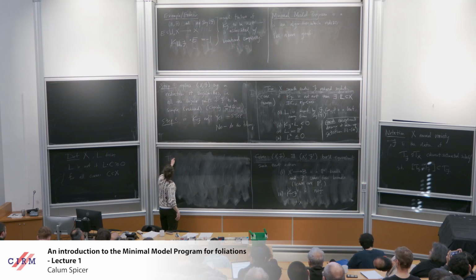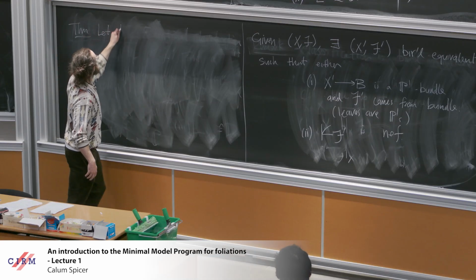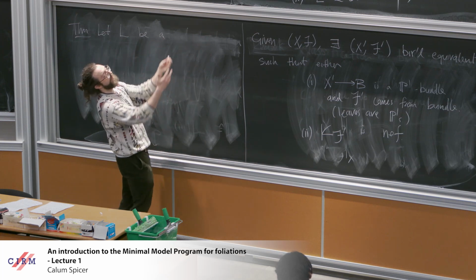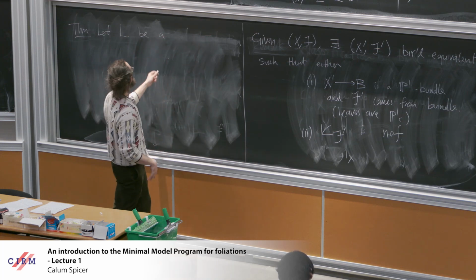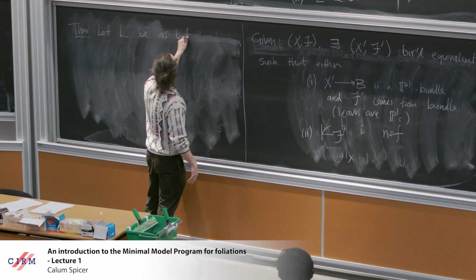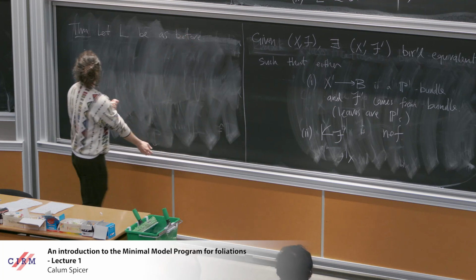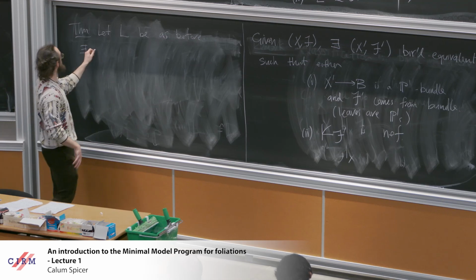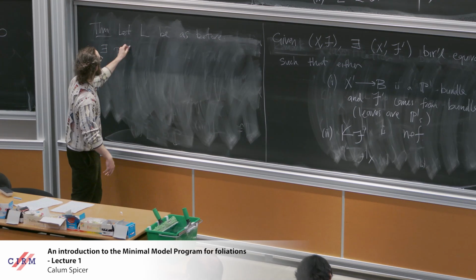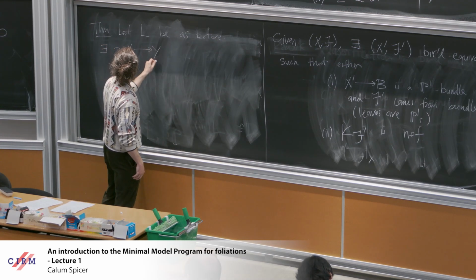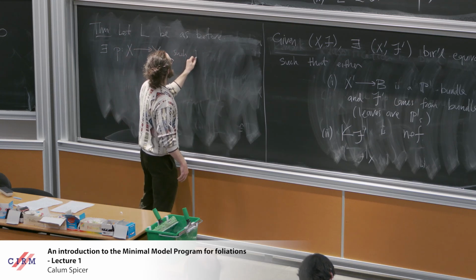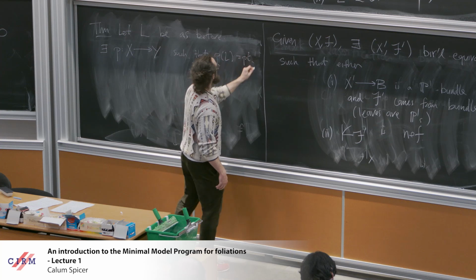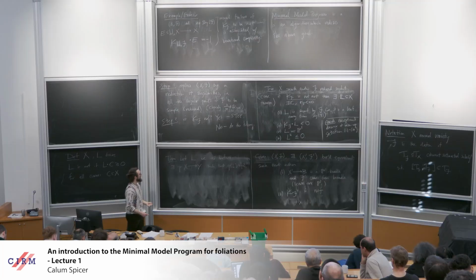So the next theorem is, let L be as before. So L is our L coming from theorem 1, the cone theorem. Then there exists a map P: X → Y such that P of L is a point. So we can contract L to a point.